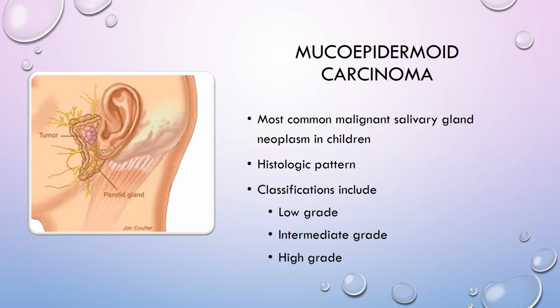Mucoepidermoid carcinoma. It is the most common malignant salivary gland neoplasm in children. 35% of salivary gland tumors in children are malignant, and 60% of those are mucoepidermoid carcinomas. Histological patterns include a combination of squamous and mucous cells arranged in cords and sheets. Classifications include low grade, intermediate grade, and high grade.